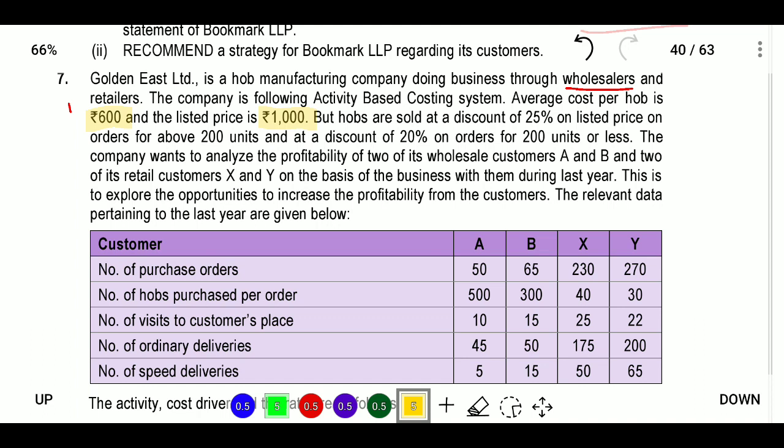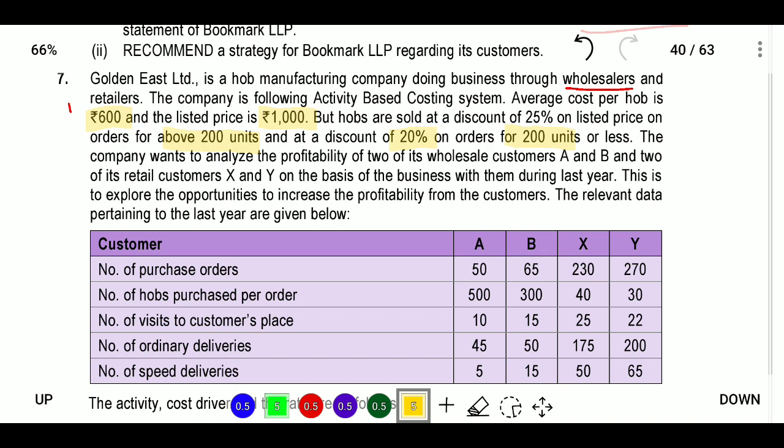Now we will see the customers. At a discount of 25% of the listed price on orders of above 200 units, whoever orders above 200 units will get a 25% discount, and whoever orders less than 200 units will get a 20% discount. For these discounts, we take the list price of 1000 rupees and get the discount percentages. The discount is based on the number of hubs in purchase orders.